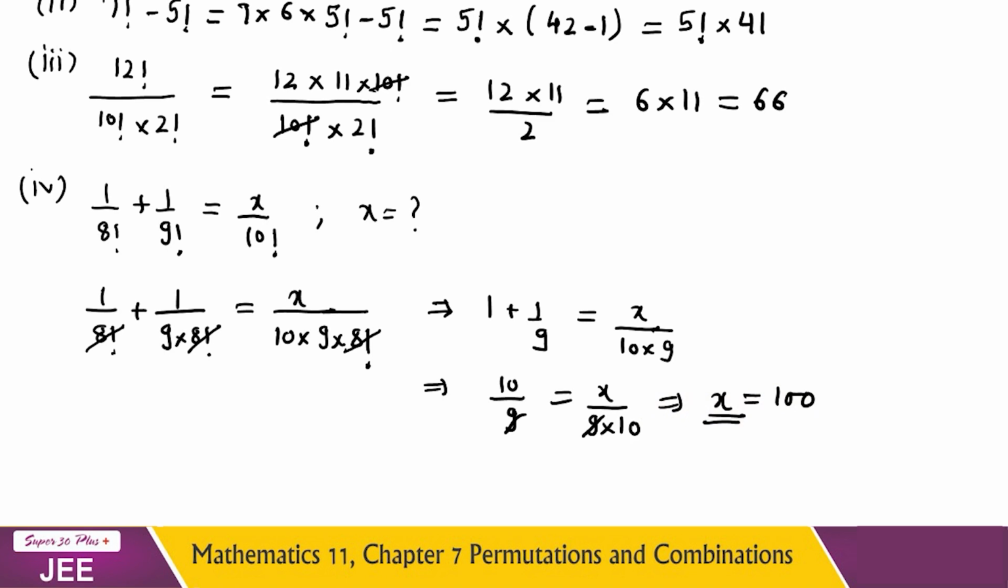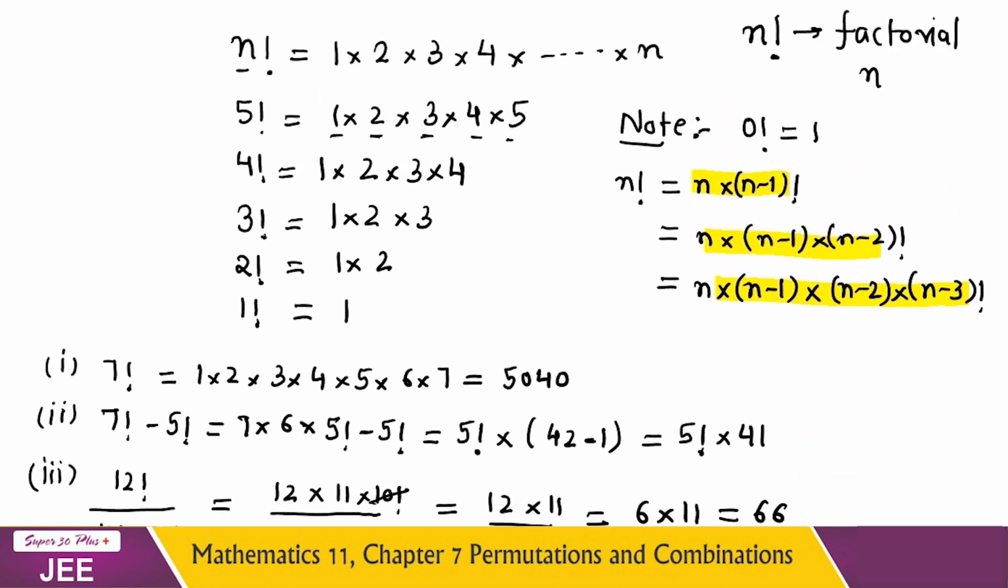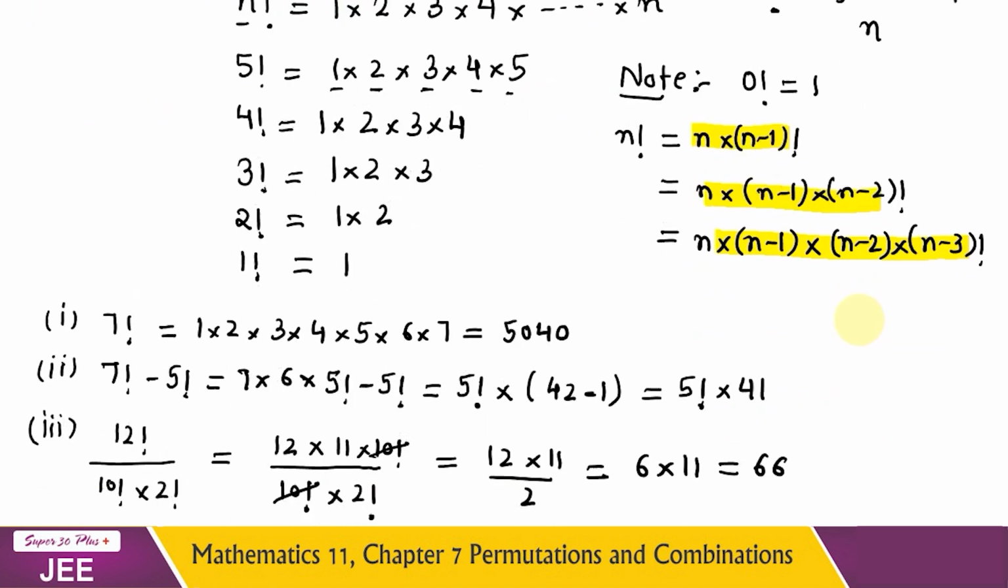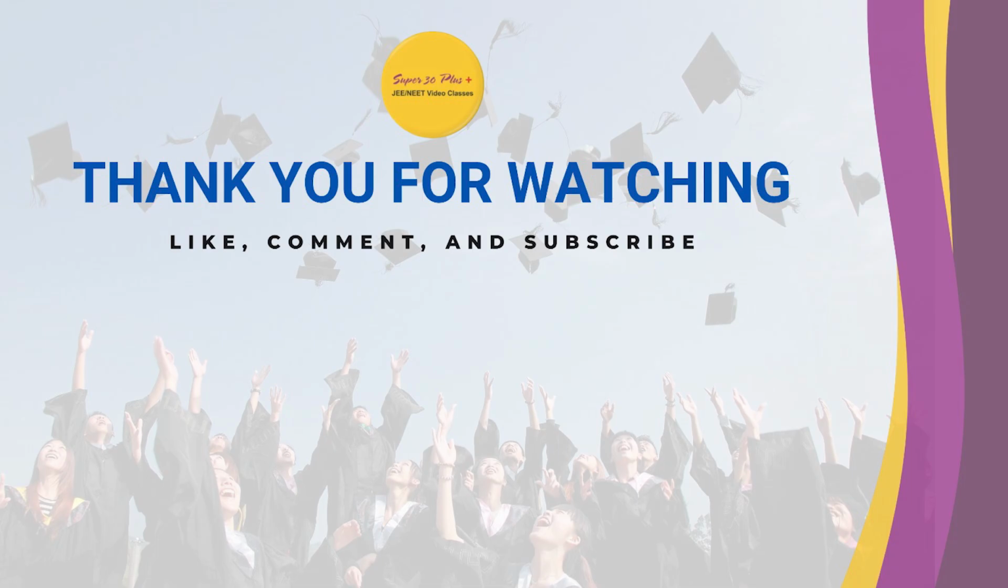So this is all about the factorial notation, which is nothing but continued product of first n natural numbers. So this is it for this particular class, and we are going to continue in next class.